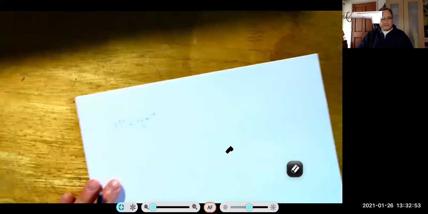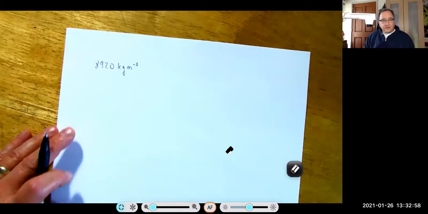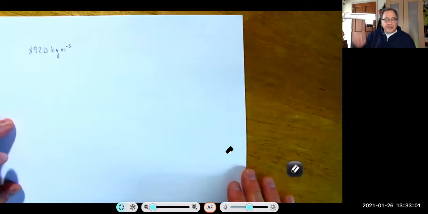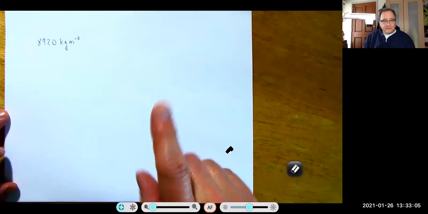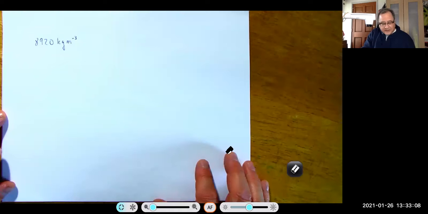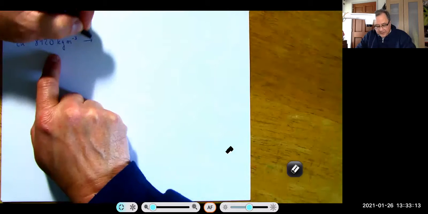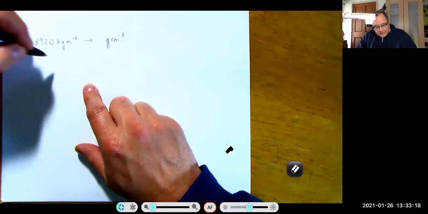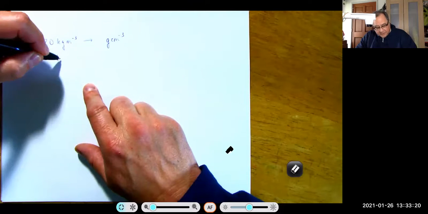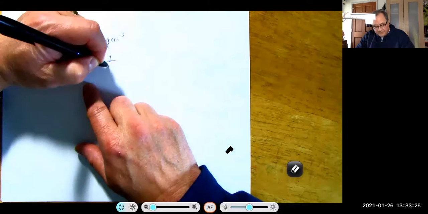Okay, so what we're going to do here, it's always hard to adjust this so that the camera's out of my line of sight and the paper is in the middle of where the camera is. So this is the value for copper, and we need to turn this into grams per centimeter to the -3. The above is the same as kilograms meters cubed, and we want grams per centimeters cubed.